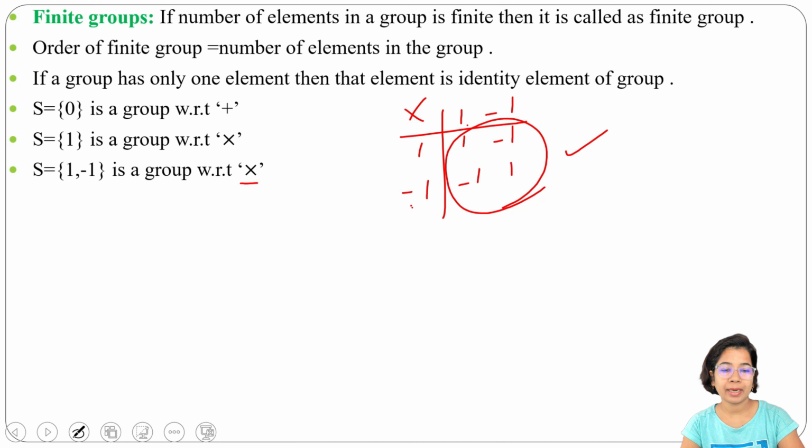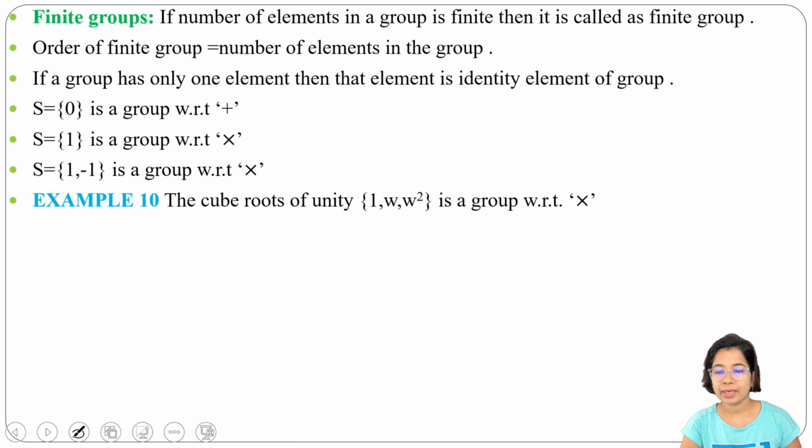And it has the identity. Identity is 1. It also has the inverse. For 1, the inverse is 1. For -1, the inverse is -1. So the number by which you multiply to get the identity element is the inverse. Here identity is 1. Let's see another example.